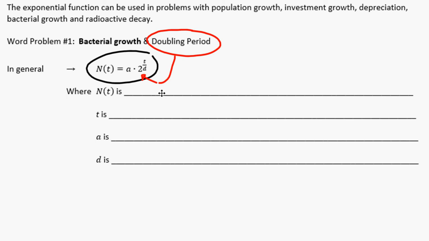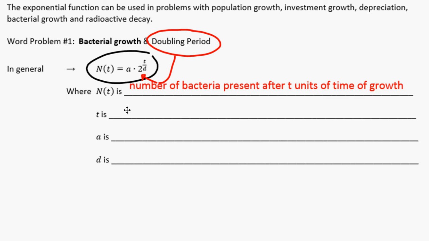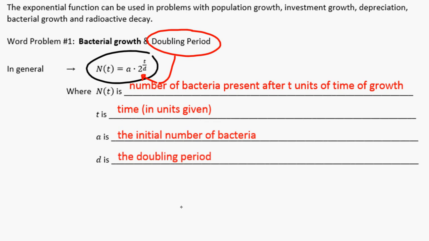N of t is the number of bacteria present after t units of time of growth. So basically, how much do I have after t time? So t must be the time in units given. A is the initial number of bacteria, so how many do you start out with? And D is the doubling period. So how long does it take for the population to double in terms of t time?